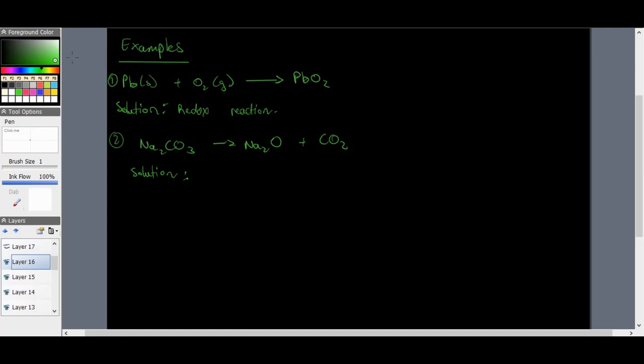A solution to the second example after looking at it: we can see we've got a decomposition reaction, a type of decomposition reaction. I know from intuition that carbon dioxide exists as a gas, so without even having the phase written, I can already tell that this must be in gas form. Therefore, I know that this is definitely a gas forming reaction.